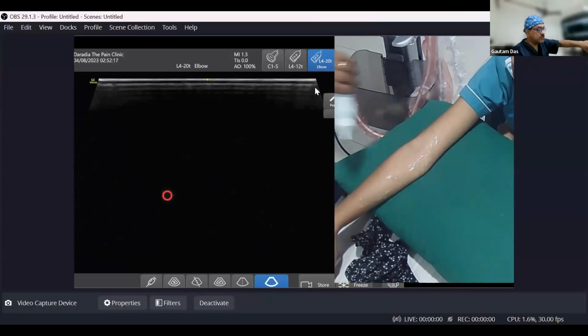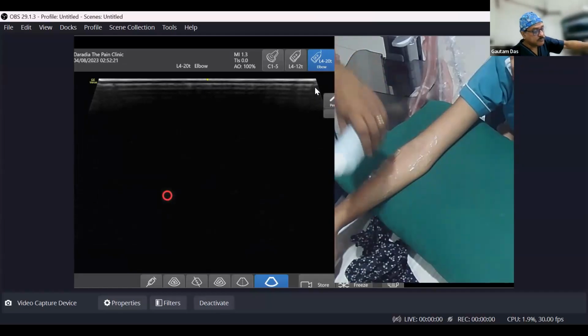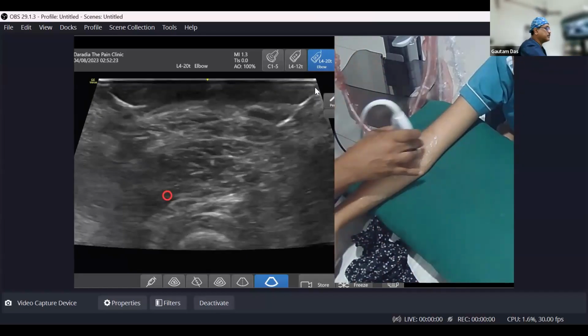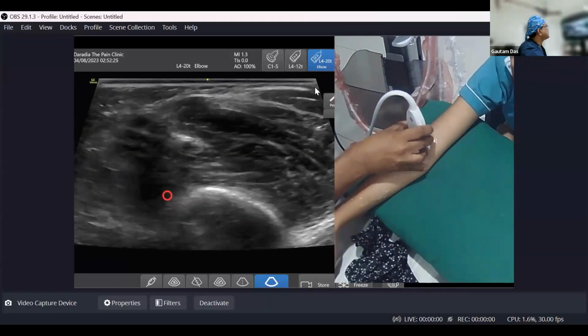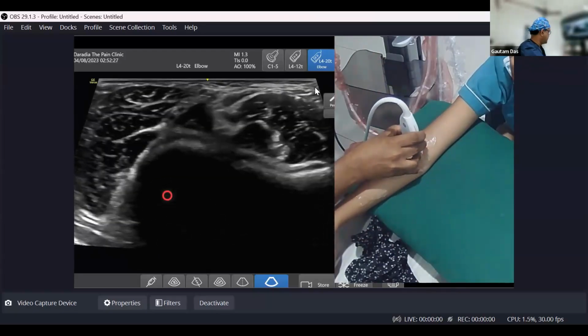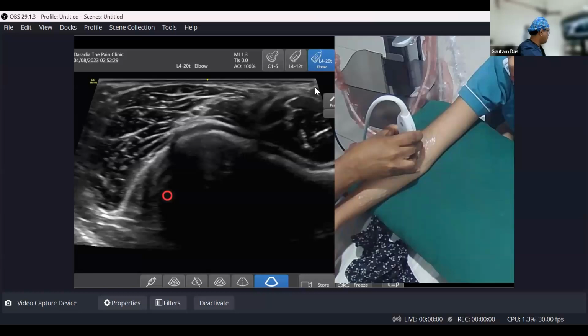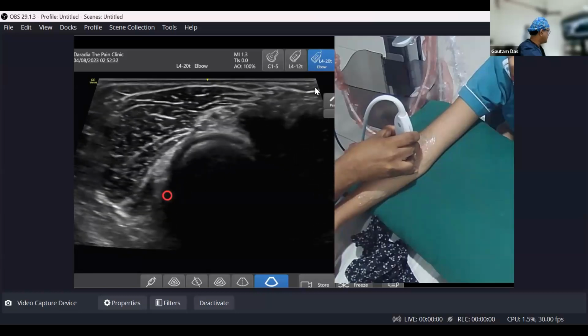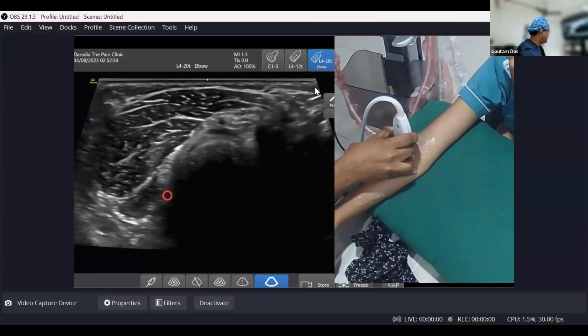Let me put some gel over this dorsal part of the forearm. Let me start from here again. So this was the home page. So the two nerves, and later on blood vessels are appearing. Now the blood vessel is appearing. We just follow the nerve.